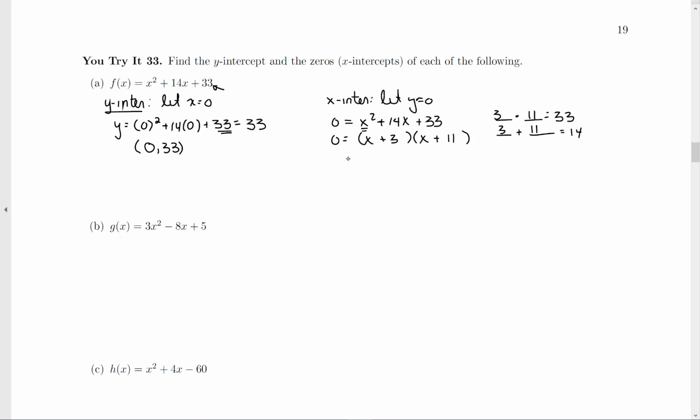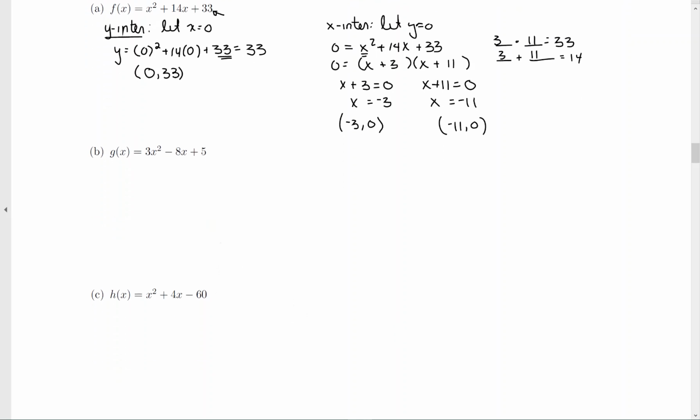Using the zero factor product rule that we had on the other page, we're going to set each factor equal to 0: x plus 3 equals 0, x plus 11 equals 0, and then solve for x. So we have x equals -3 or x equals -11. The points, if I need to write them as points, would be (-3, 0) and (-11, 0), and we put those in parentheses to indicate points.